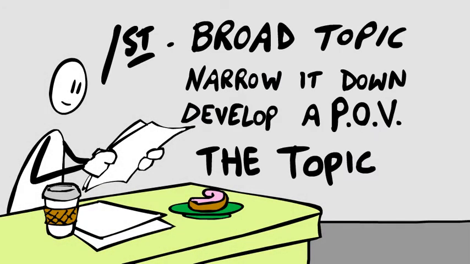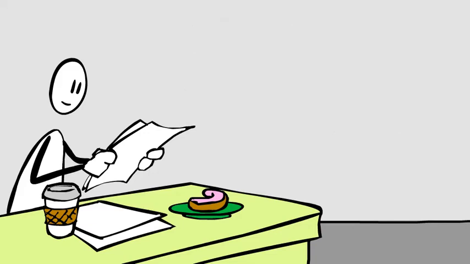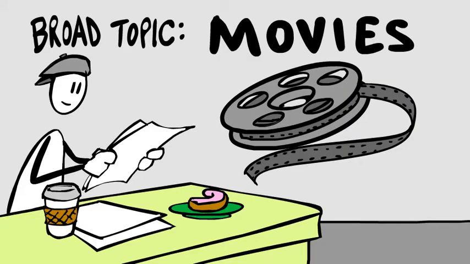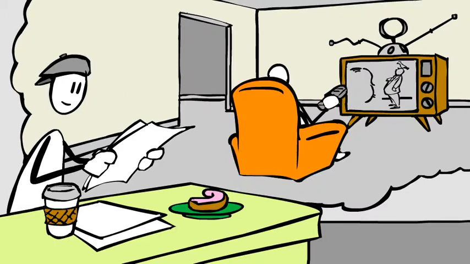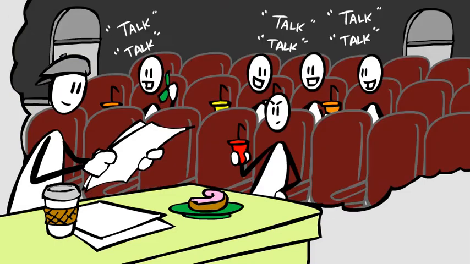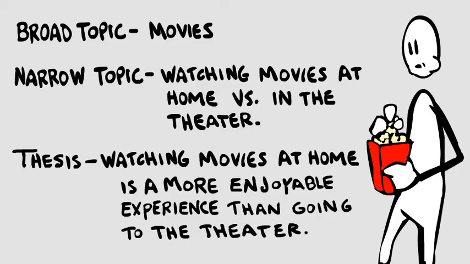First, you will need to decide on a broad topic, then narrow it down and develop a point of view about the topic. This is an example of how you can move from a broad topic toward a thesis statement. If you start with a broad topic such as movies, you can narrow it down by comparing watching movies at home with watching them in a theater. From there, you could develop a point of view that it's a more enjoyable experience to watch movies at home, and incorporate it into your topic to create a thesis statement.